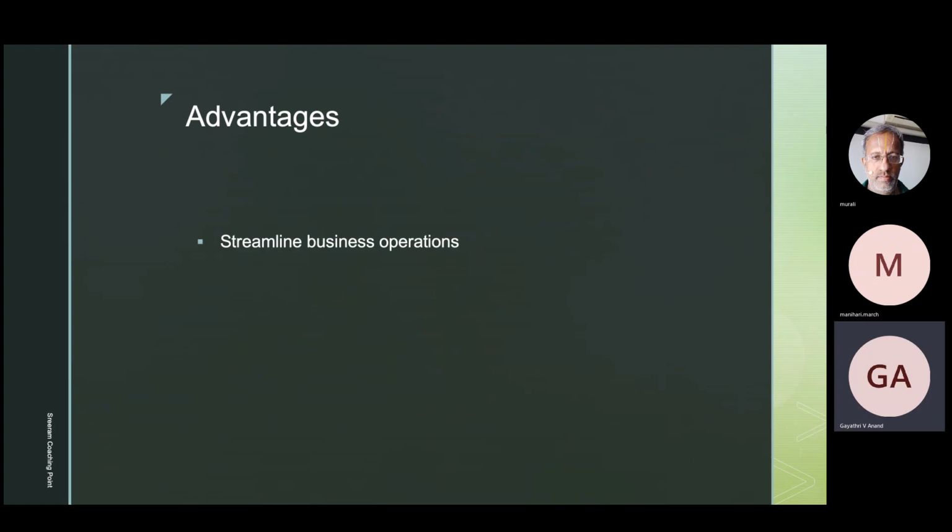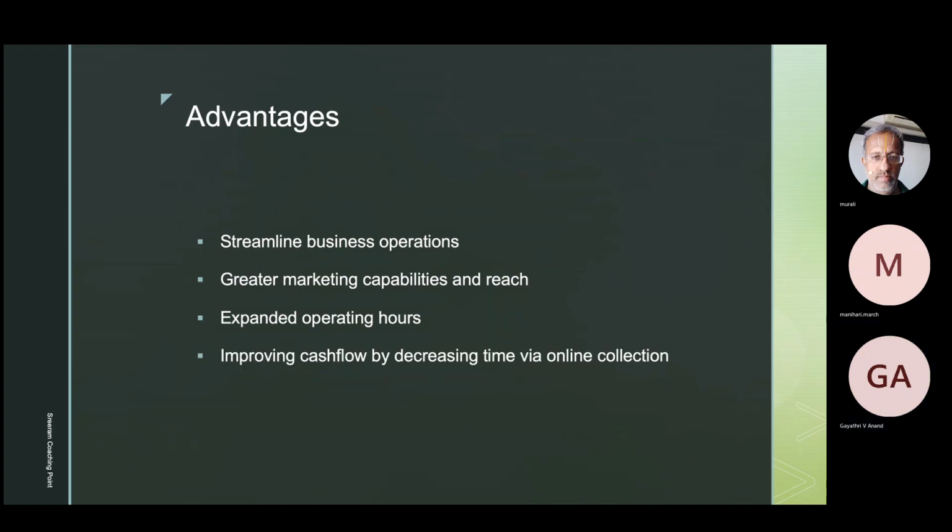Advantage is it streamlines business operations. Greater marketing capabilities and reach, expanded operating hours. Nowadays anytime you want you are able to order, because you don't go and see a physical place where you have to go, order, bill it and come. Improving cash flow by decreasing time via online collection. So anytime we want we are able to pay. The speed with which it is happening is very, very fast.